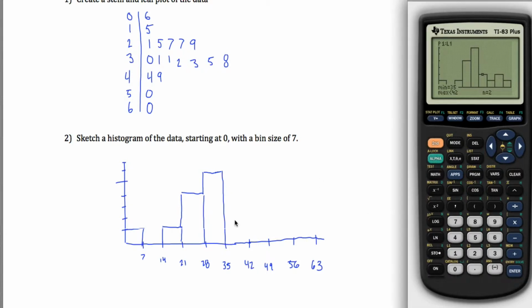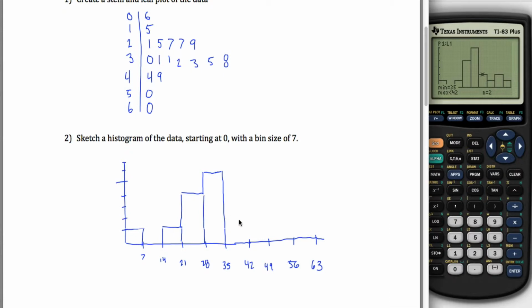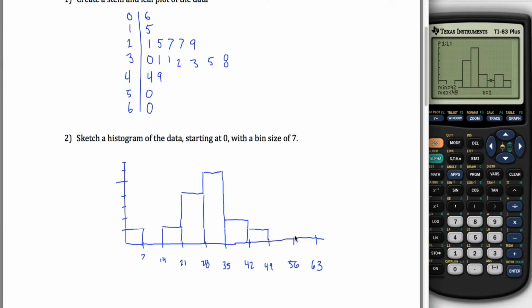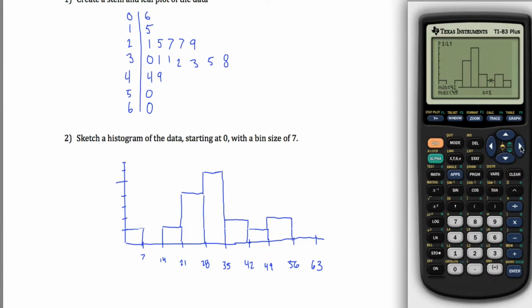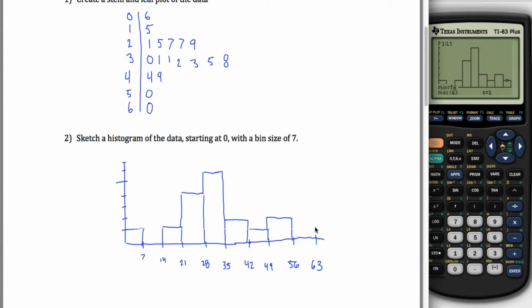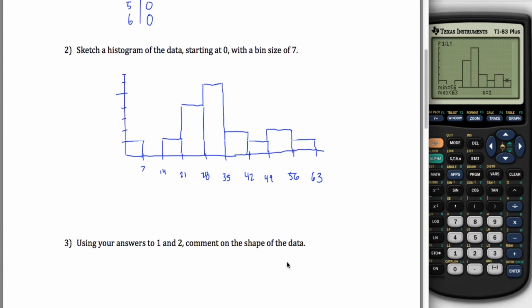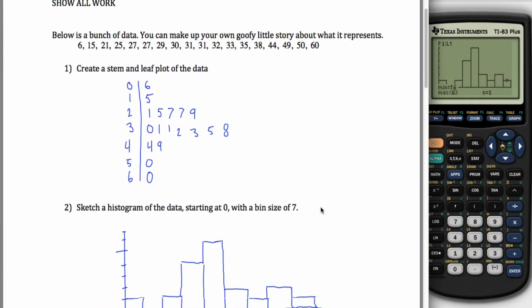35 to 42, I have 2 of them. 42 to 49, I got 1. 49 to 56, I got 2. And then finally, 56 to 63, I got 1. Sketch a histogram of the data, starting at 0 with the bin size of 7. There you go. Using your answers to 1 and 2, comment on the shape of this data.